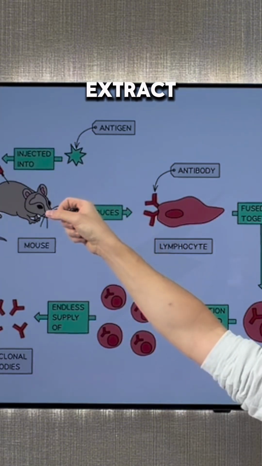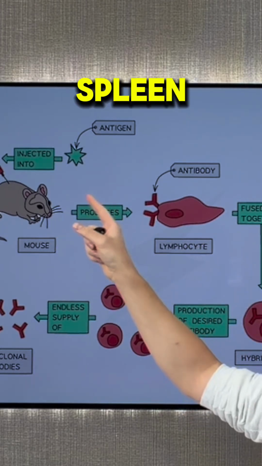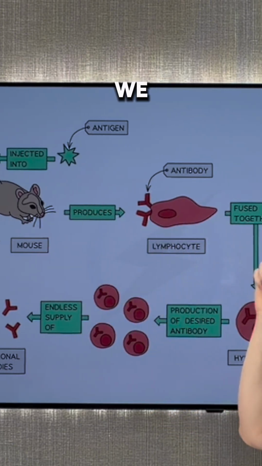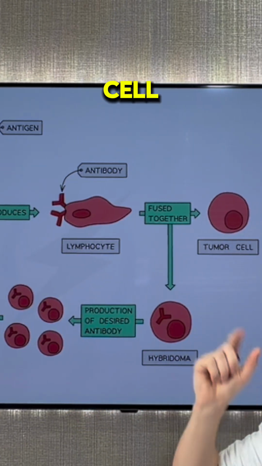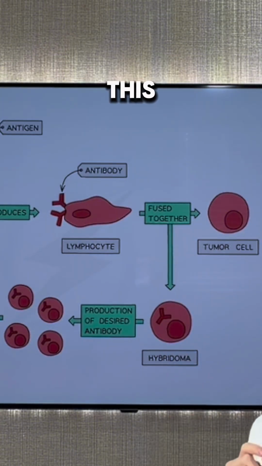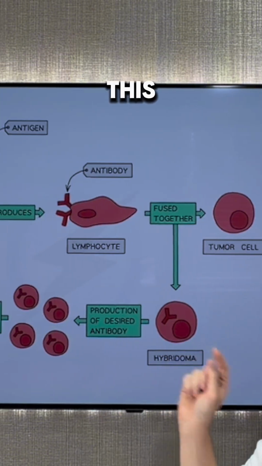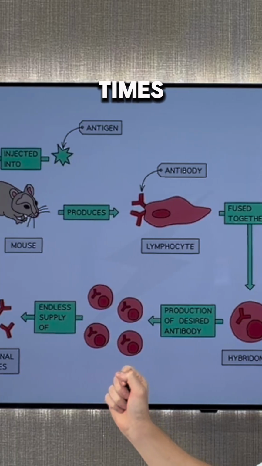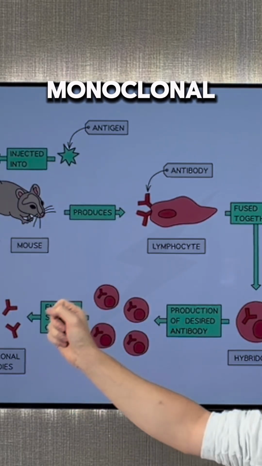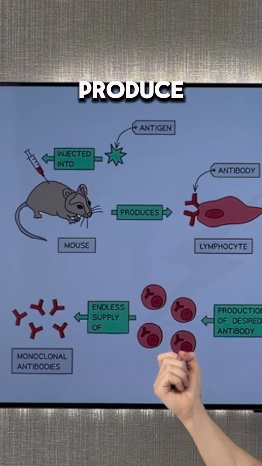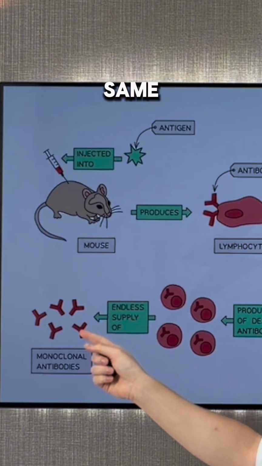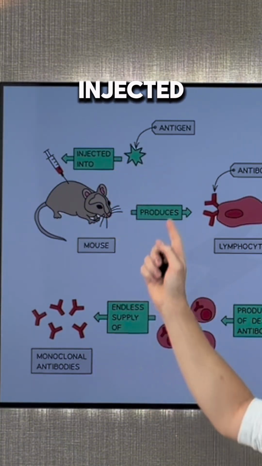So we then extract those lymphocytes from the mouse's spleen, which is where they're produced, and we combine them with a tumor cell, fuse them together, and this makes a hybridoma. This hybridoma is then cloned many times, which produces monoclonal antibodies because these lymphocytes produce loads of antibodies. They're all the same, specific to that antigen that we injected the mouse with.